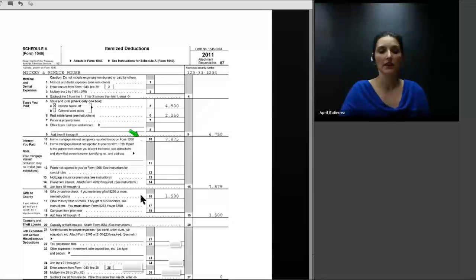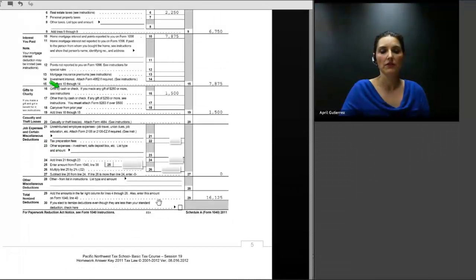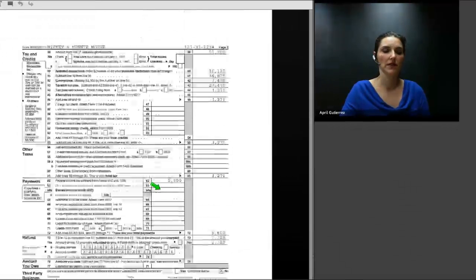on the Schedule A. Finally, Mickey and Minnie paid $1,500 into charity during the year, and they will claim a deduction for that amount of charity paid for the year. And their total expenses listed on line 29 of their Schedule A are $16,125.